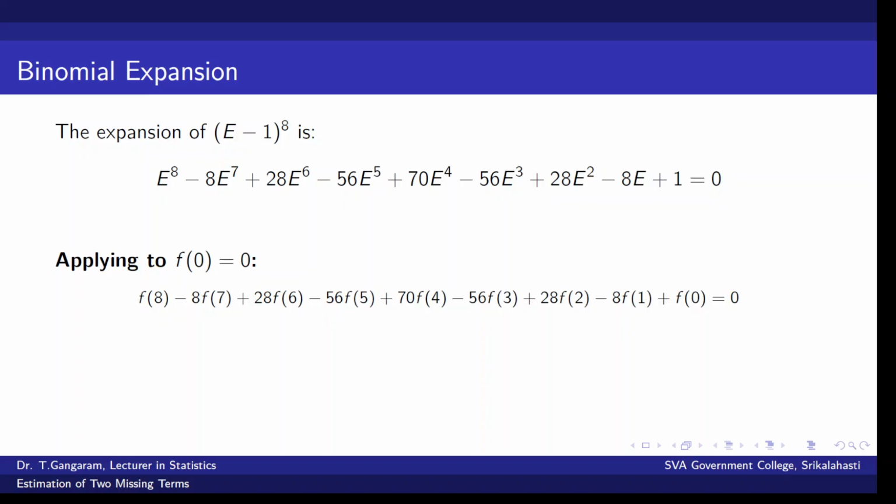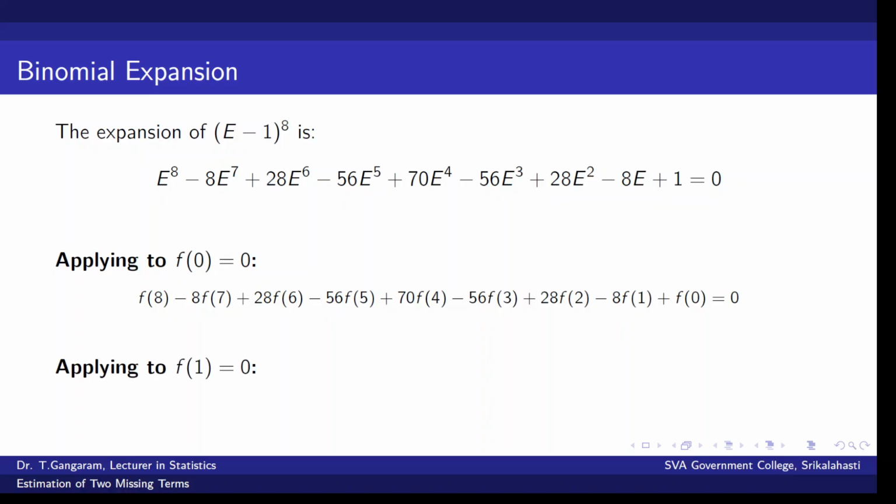Applying this for f of 0: E power 8 f of 0 can be written as f of 8. Applying f of 0 to the next term, 8 E power 7 f of 0 can be written as 8 f of 7, and so on. The last term is 1 into f of 0.